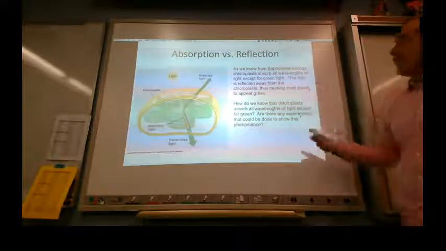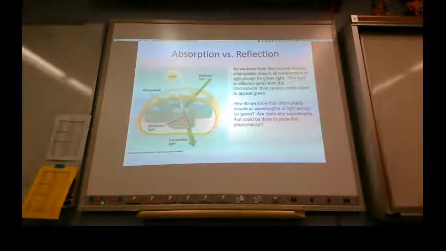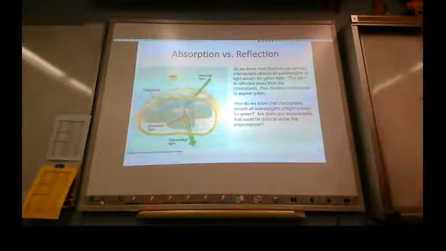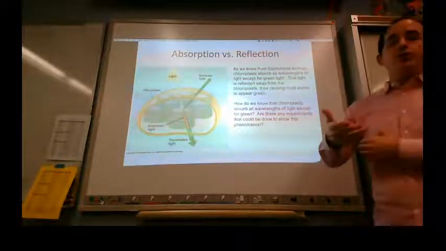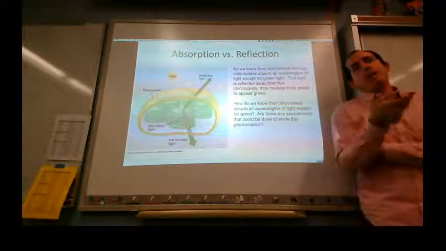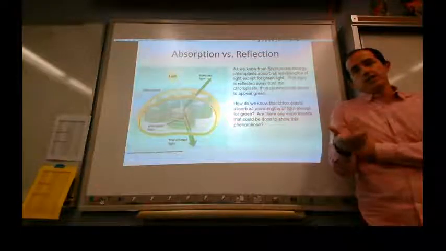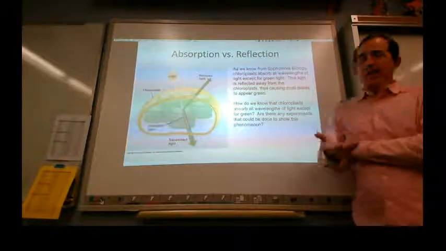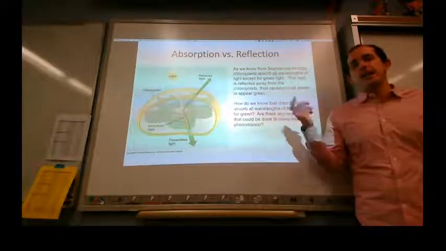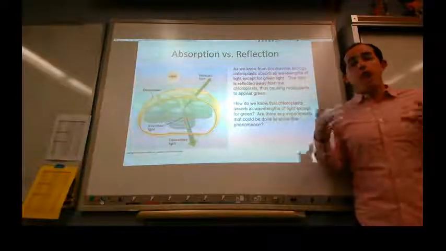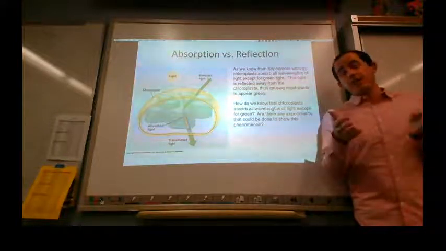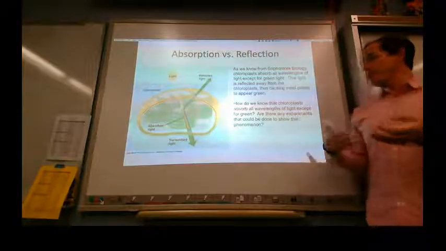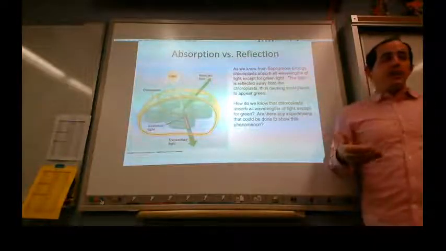So, as we know from sophomore biology, chloroplasts absorb all wavelengths of light except for green light. This light is reflected away from the chloroplast, thus causing most plants to appear green. Okay? How do we know? So, what type of evidence can we use to support the fact that plants do in fact reflect green light and absorb all other colors of light, other than just, hey, I can look at a plant and see that it's green, so I know that it's reflecting green light? What type of evidence can we actually provide to support that?